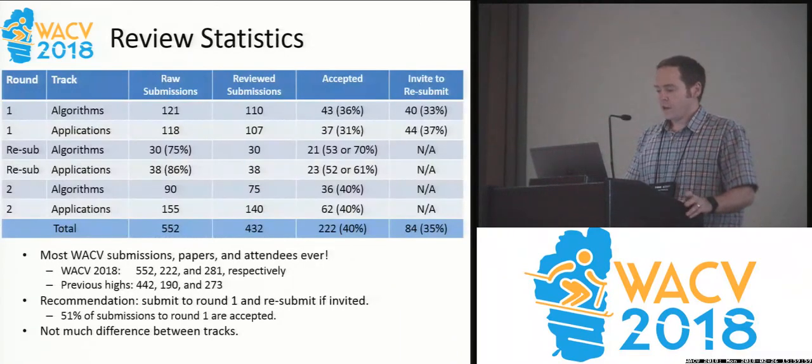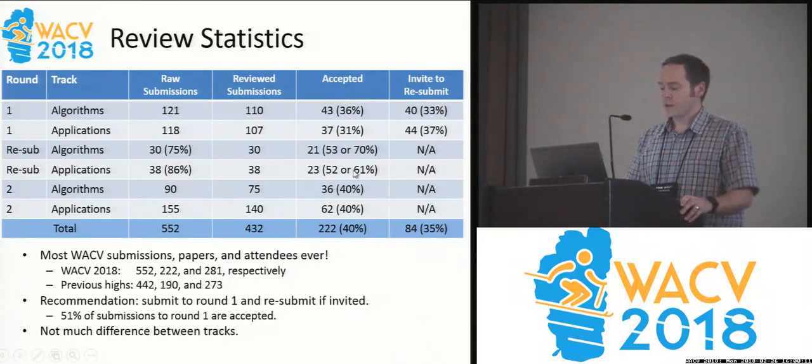What you can see here in the statistics slide is basically that the difference between the two tracks, the algorithms and applications, didn't make a big difference, frankly. The overall acceptance rate of 40% was pretty similar between the two tracks. There were relatively a larger number of submissions to the applications track in the second round for whatever reason.